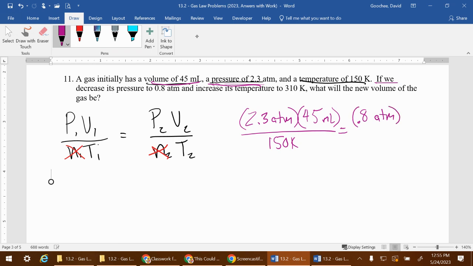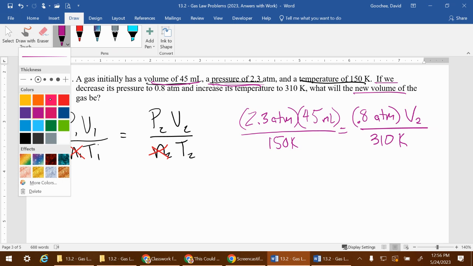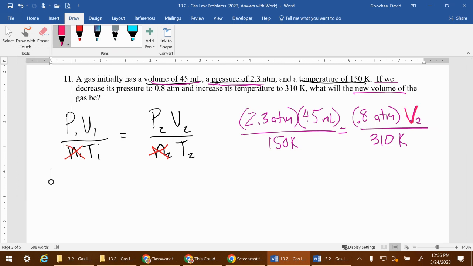and a new volume of, we don't know the new volume. We're trying to figure out the new volume. And the temperature increases to 310 Kelvin. All right, so there we go. So we've plugged in everything that we know, and we are trying to solve for the final volume. So again, we have got to get this thing by itself.